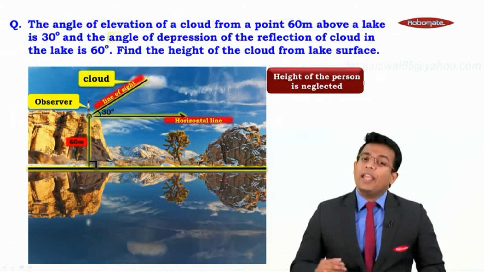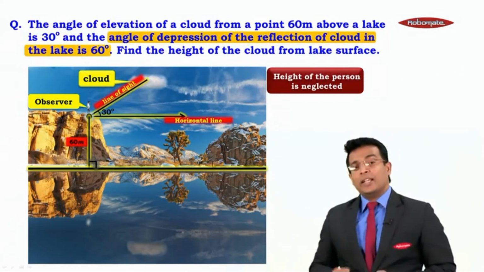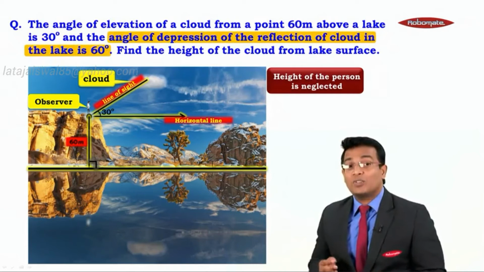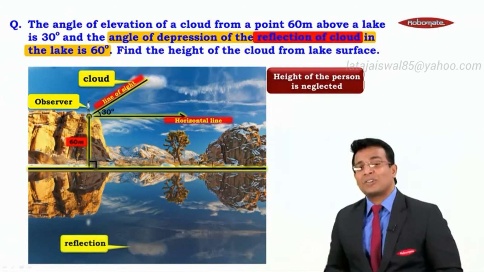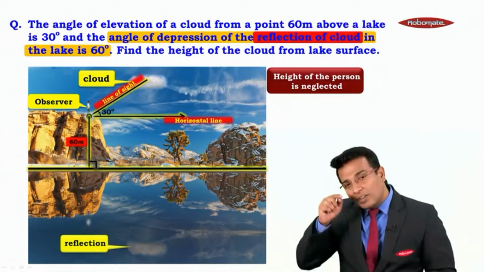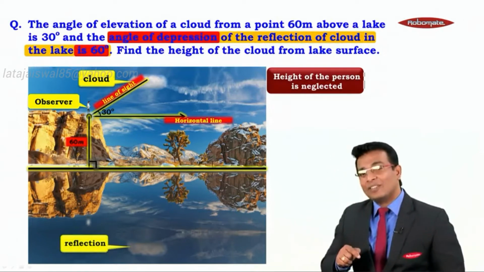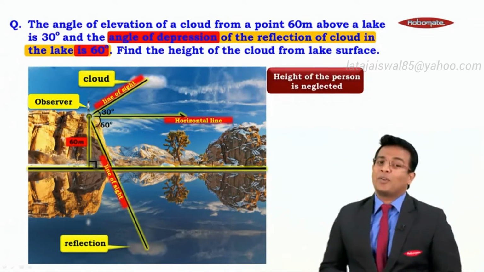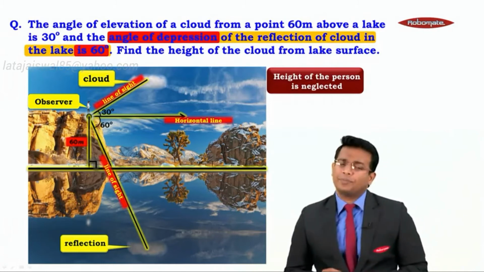Let's move ahead. And the angle of depression of the reflection of the cloud. That means now he's seeing something below the horizontal line. He's observing the reflection of the cloud here. When he's observing this, there's a line of sight, and this line of sight makes an angle with the horizontal line, which is the angle of depression, given as 60 degree. And this is something very important which you have to form.